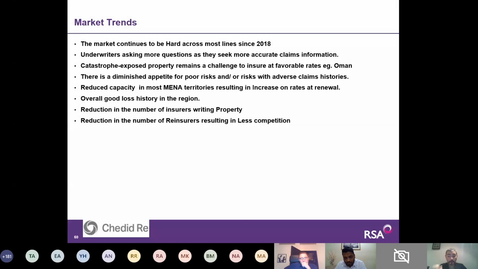How many companies, how many big names left the market within the last 24 months? I can name them. Many. Accordingly, for the stable ones, it's the time. It's not like we want to increase the price. It's the market experience. It's fair. Market is hard because the competition is less. Because who reinsures us as reinsurers? Who buys where we buy our capacity?